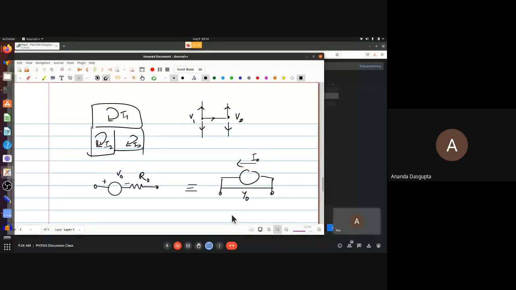Now, one of the first things you need to understand is this. Why is it that voltage sources come with a series resistance? And why is it that current sources come with a parallel impedance? It's really very simple. The whole idea is that no source is really perfect. A perfect voltage source would deliver V0 voltage no matter what current is flowing through it.